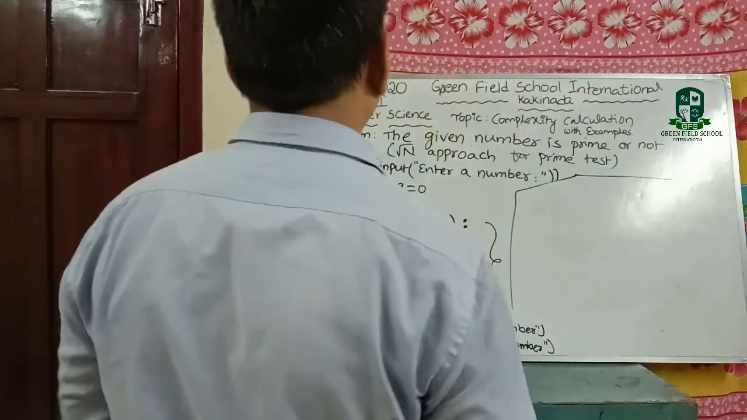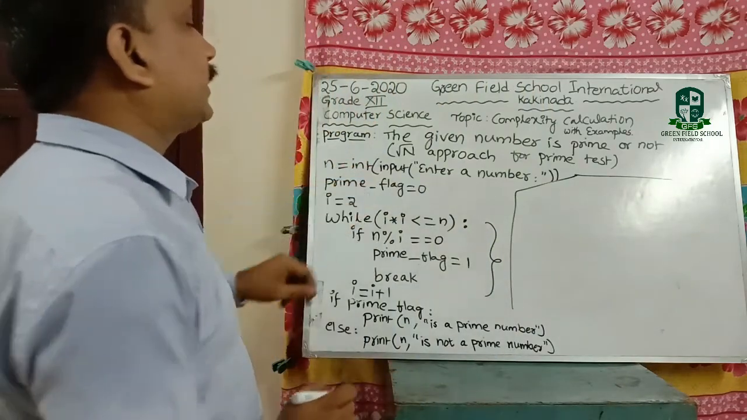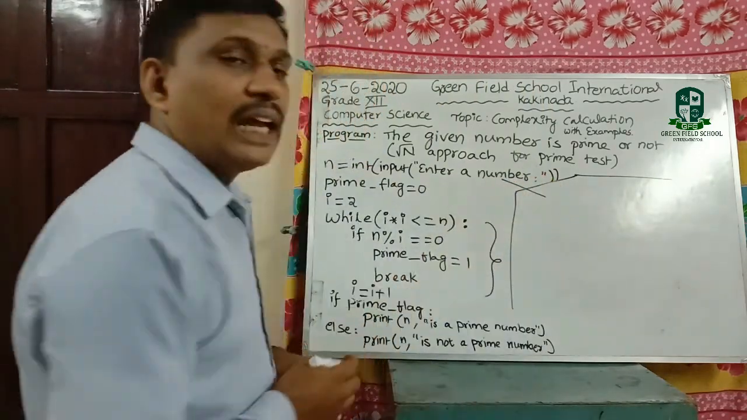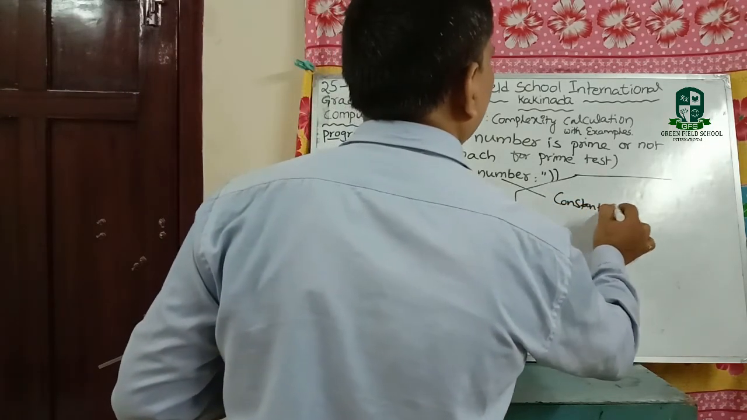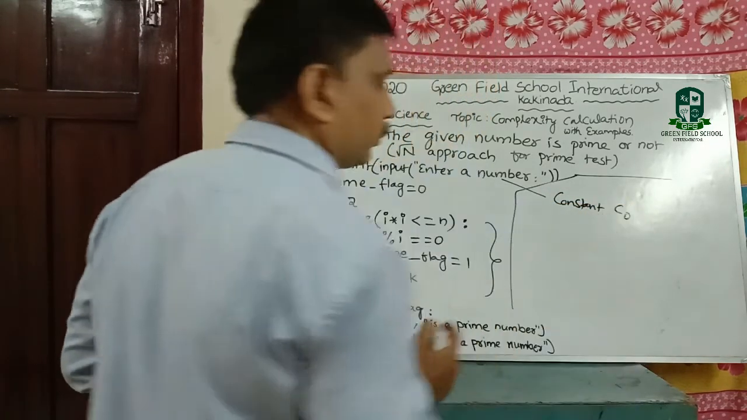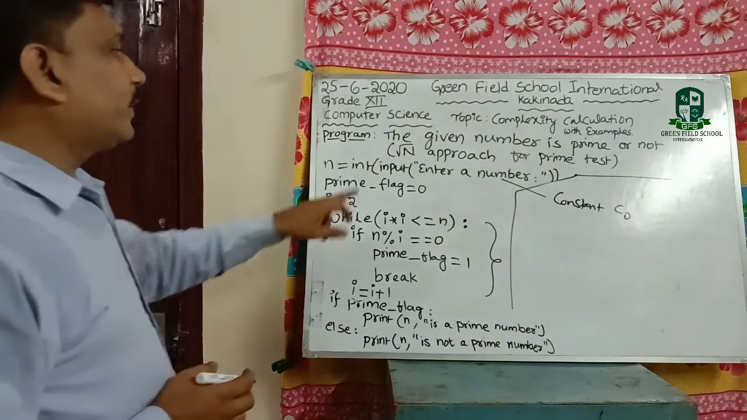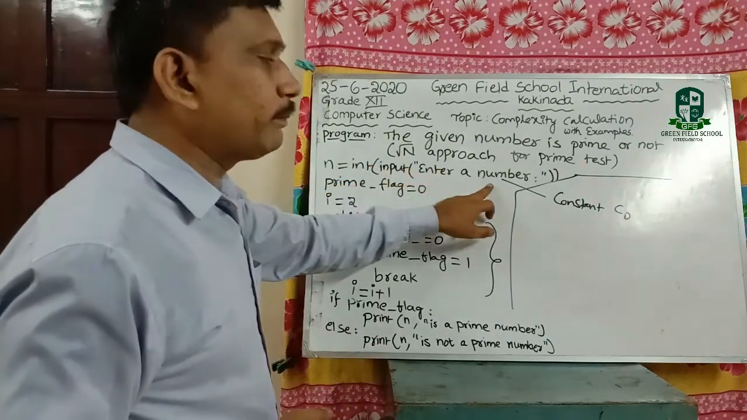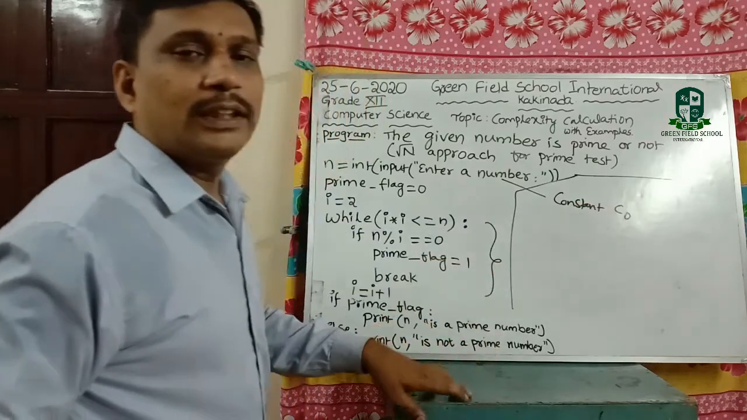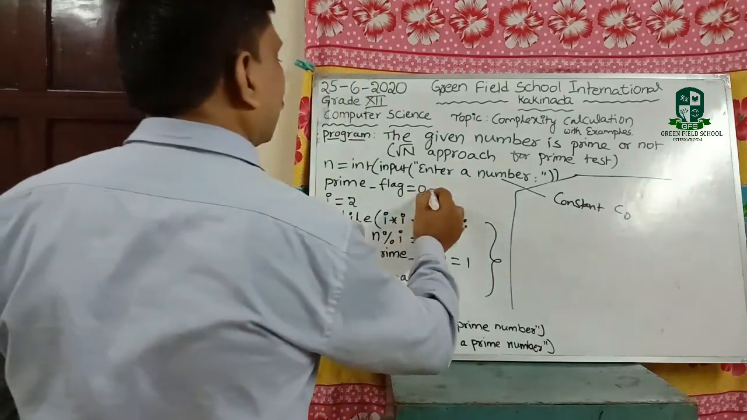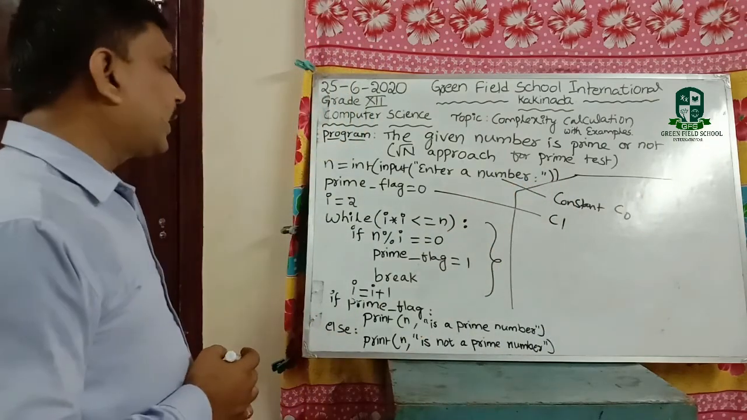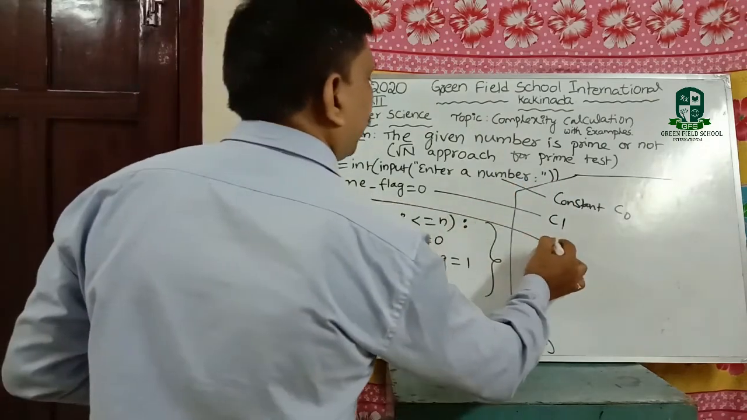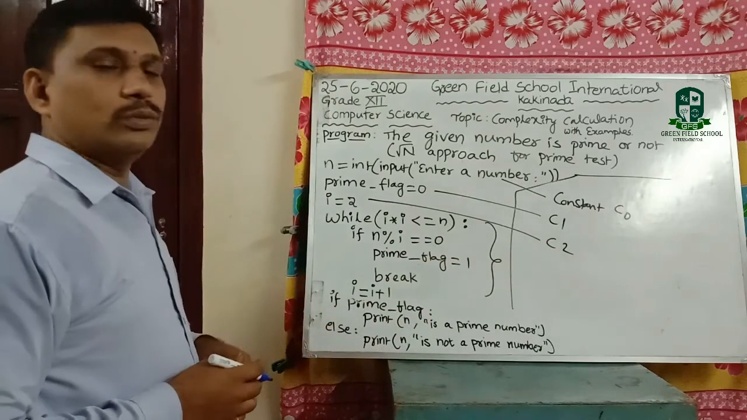Here, see, this first statement, we assign constant time, that is C0. Next, this one is one statement. To execute this statement we set a constant time C1. Okay, this statement is C2, i is equal to 2.